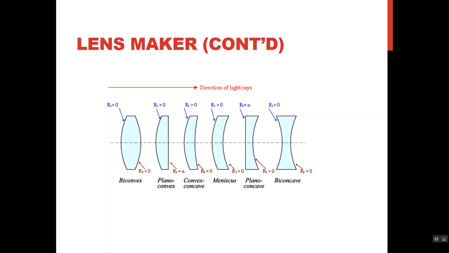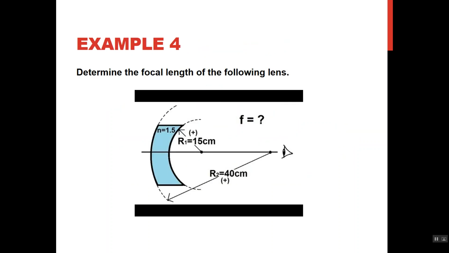I'm not going to do this with you because I want you to have this as practice. The question is, based on all these lenses and the direction, and you can always assume the eyeball is here, determine the signs of R1 and R2 for each of these lenses. It's excellent practice for later on. The answers are there, but don't look at them. My last slide: determine the focal length of the following.